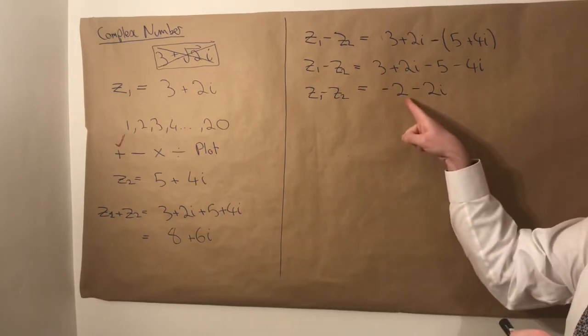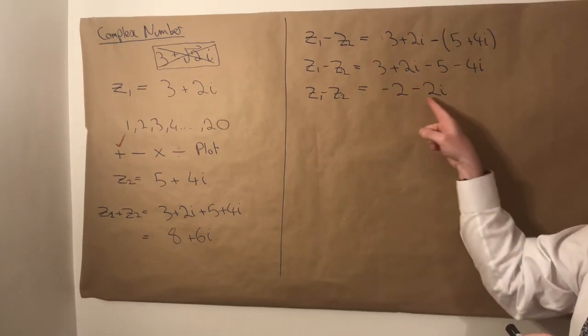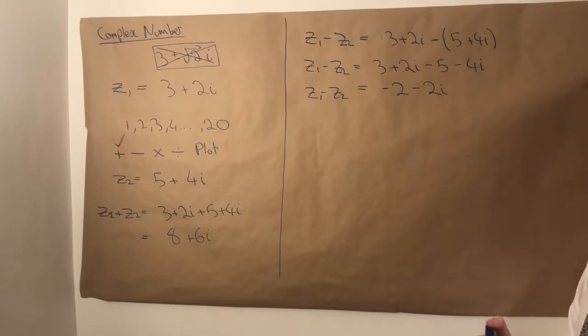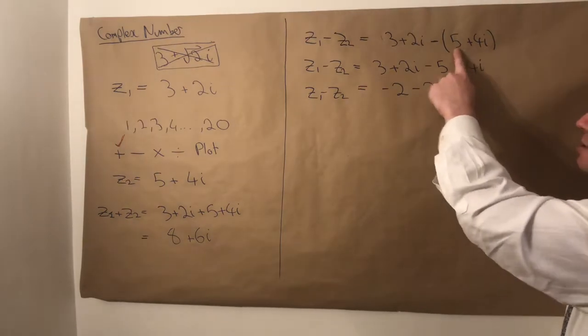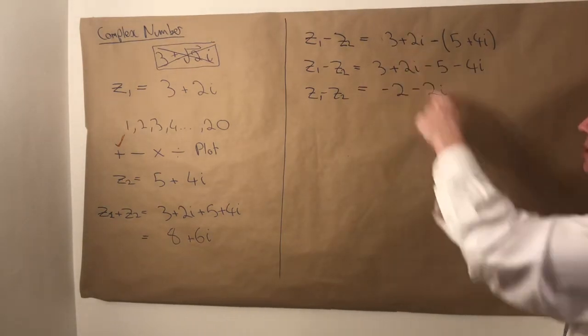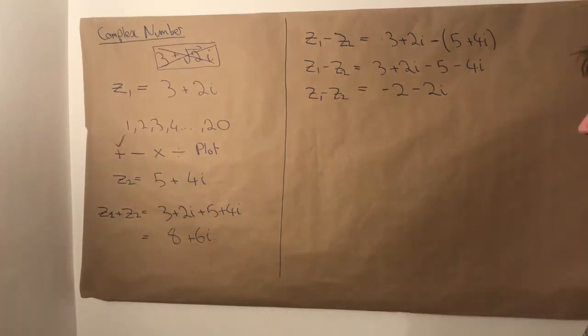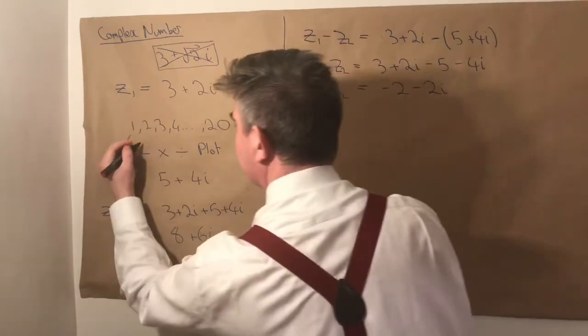So the real part of this is minus 2. The imaginary part is minus 2i. So that's how we do subtraction. We take the real part from the real part, the imaginary part from the imaginary part. Okay with that? So I can now put a big tick on top of the subtraction.